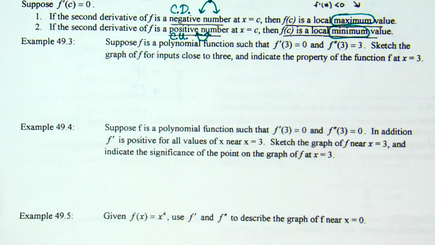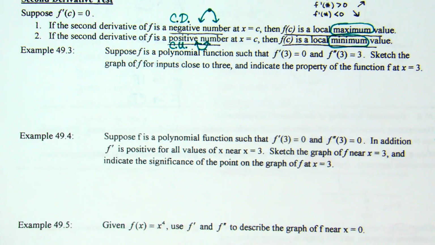So let's look at example 3. Suppose f is a polynomial function such that the derivative at 3 equals 0 and the second derivative at 3 equals 3. Sketch the graph of f for inputs close to 3 and indicate the property of the function f at x equals 3.